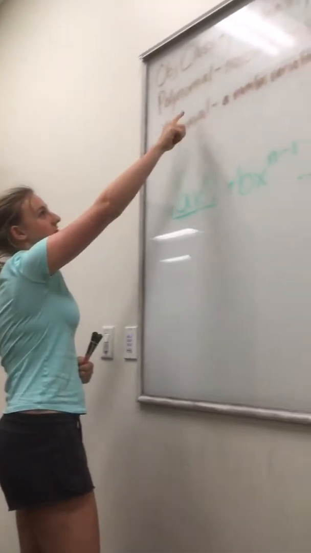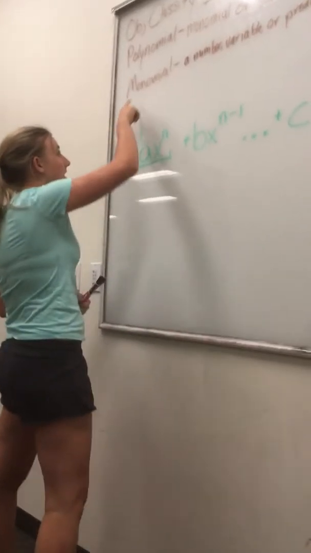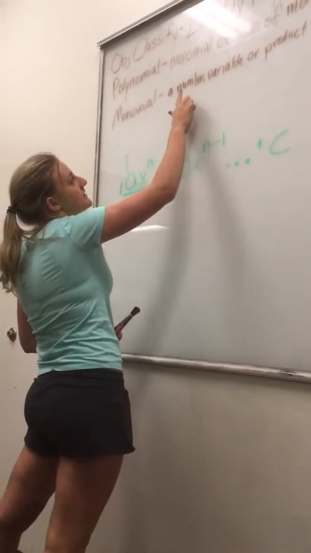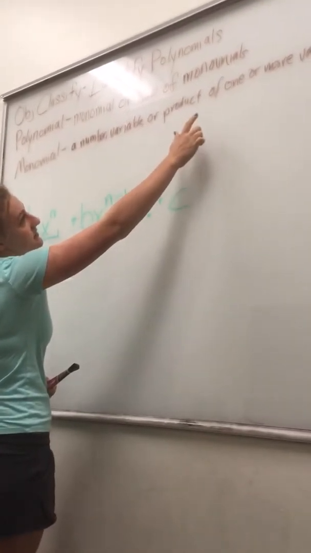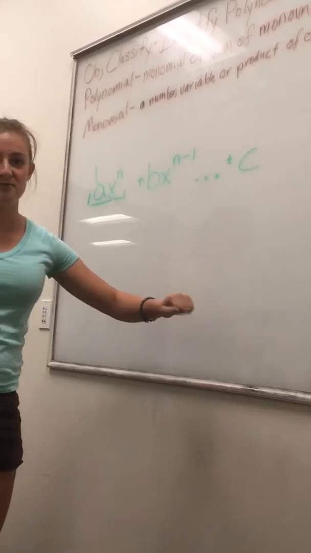So a polynomial is a monomial or sum of monomials. We'll get more into that a little bit later. A monomial is a number, variable, or product of one or more variables. Here's the basic equation of a polynomial.